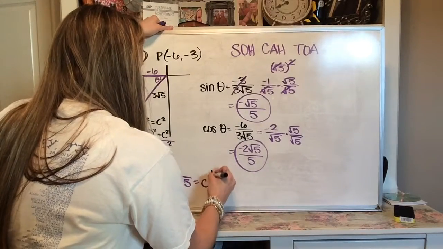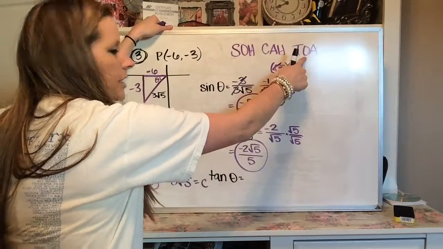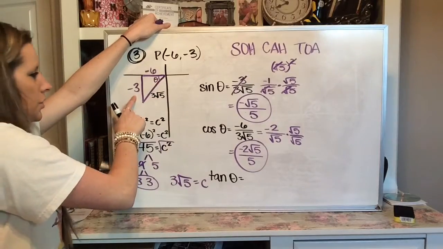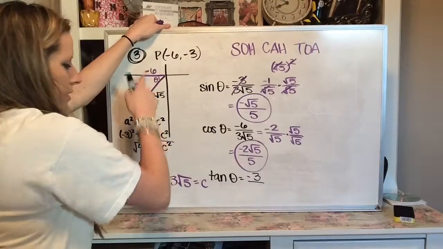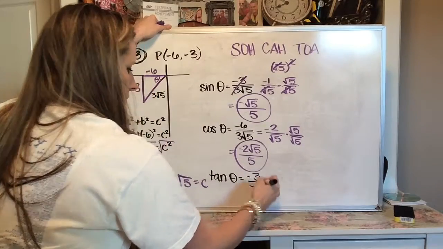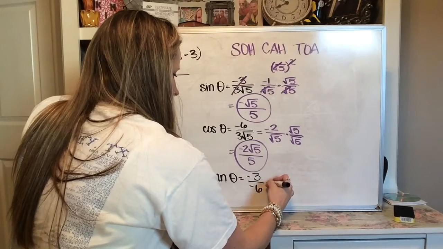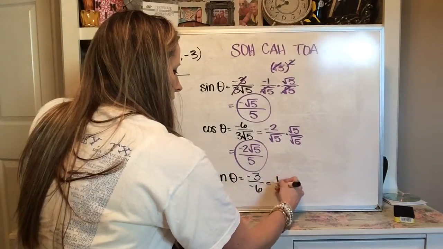All right, so tangent is the opposite over adjacent. So my opposite side would be negative 3, and my adjacent side is negative 6. Okay, so if I reduce that fraction, negative 3 divided by negative 6 will give me positive 1/2.